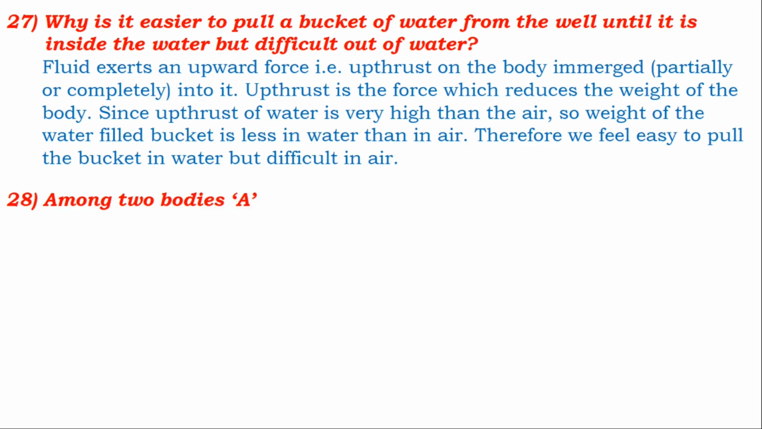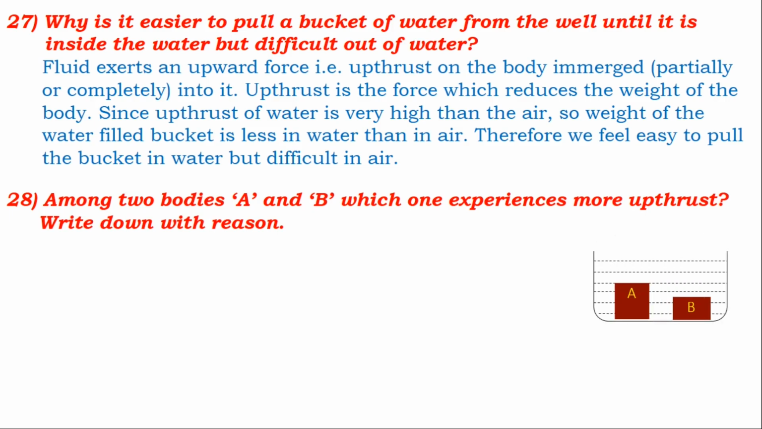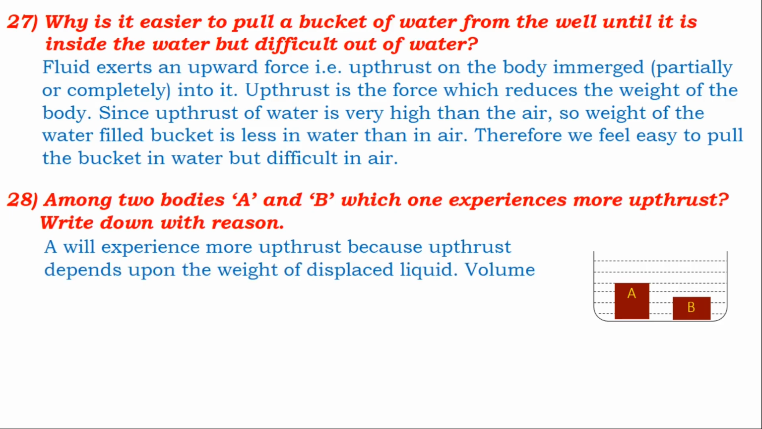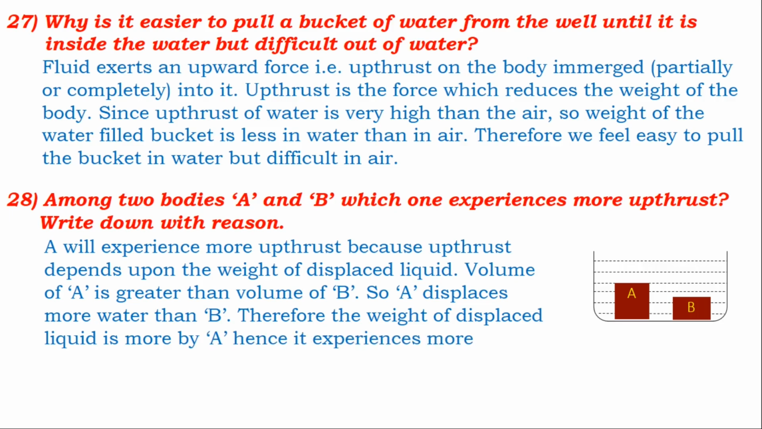Okay, next question. Among two bodies A and B, which one experiences more upthrust? And now we need the figure. Write down with reason. We have to give reason also. This is the diagram. And how can we answer this? Certainly A experiences more upthrust. How to write answer? This way. A will experience more upthrust because upthrust depends upon the weight of the displaced liquid. Volume of A is greater than volume of B. So A displaces more water than B. Therefore, the weight of the displaced liquid is more by A, hence it experiences more upthrust than B. This way we can answer.